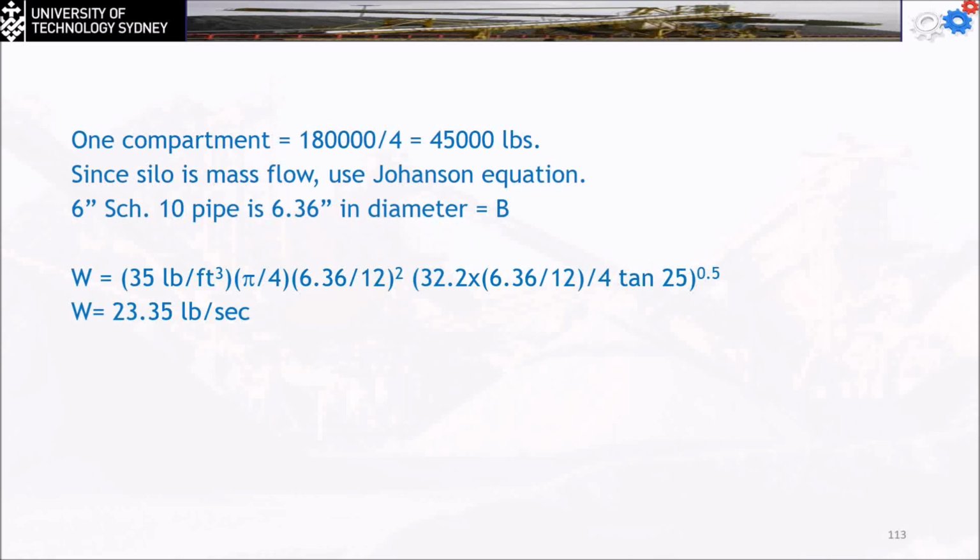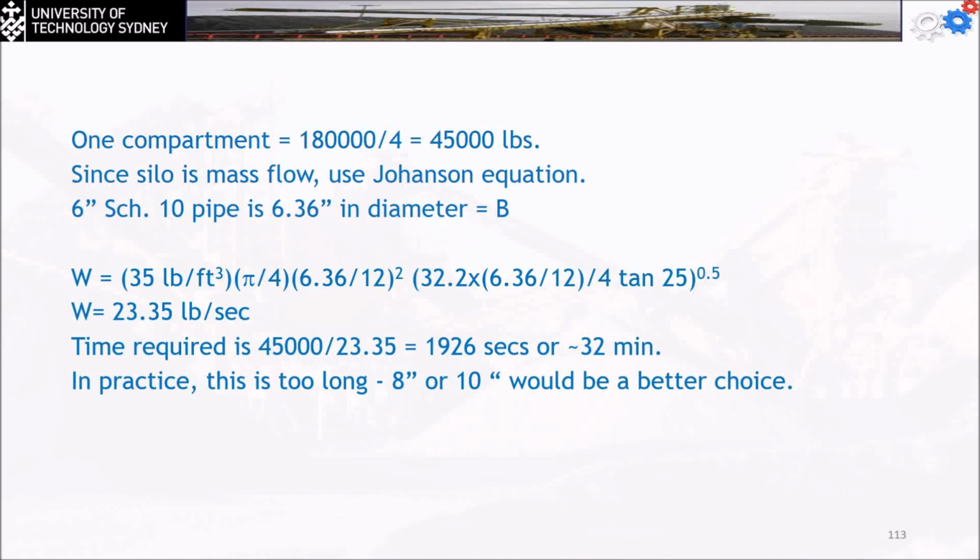So the time required is 45,000 divided by the mass flow rate, the total mass divided by the flow rate, and this will give you about 32 minutes to empty the whole compartment. In practice, that's too long, so simply getting a bigger outlet would be a better choice to reduce the time required to empty the compartment.